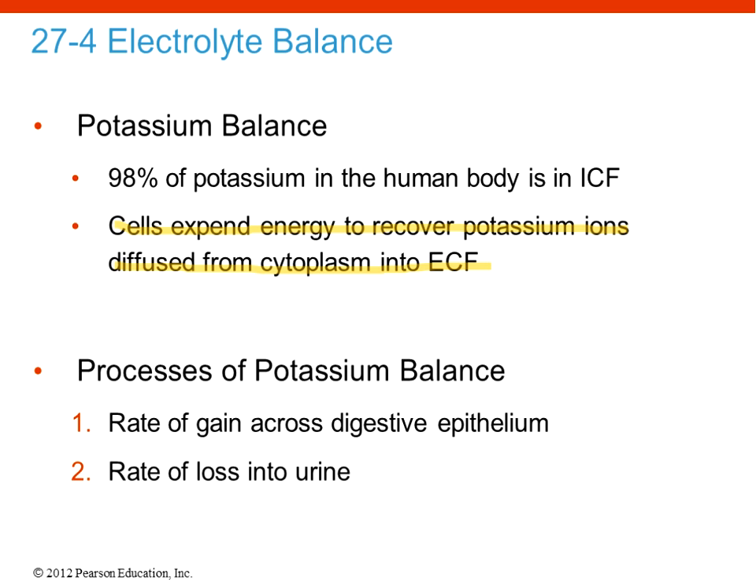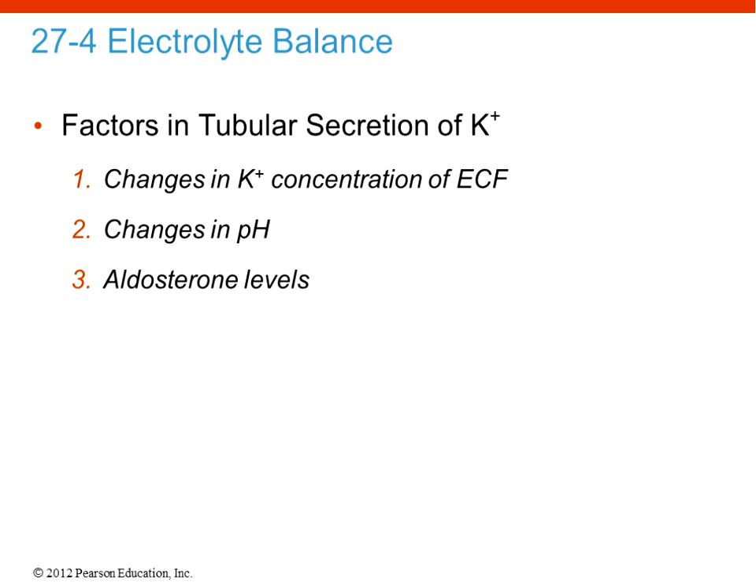The process of potassium balance: the rate of gain across the digestive epithelium and the rate of loss into the urine are the 2 primary places where we're gaining and losing potassium ions, definitely through your digestive system, through the consumption of things that have potassium in them, and then we lose some of those potassium ions in the urine, and we talked about that in the urinary system.